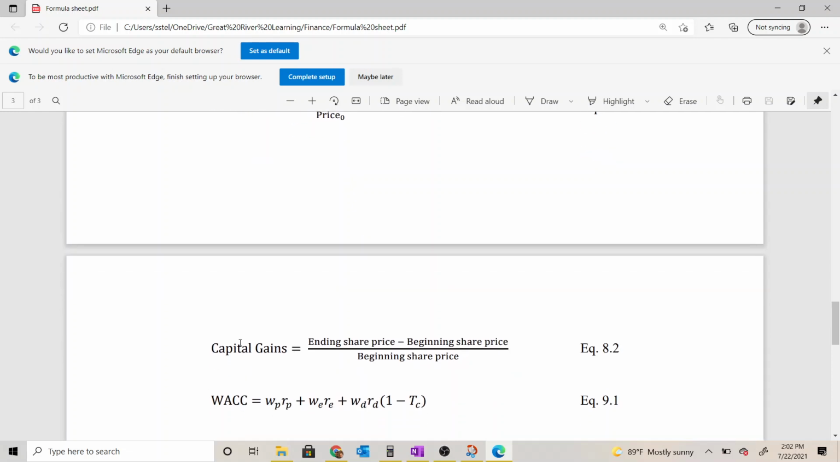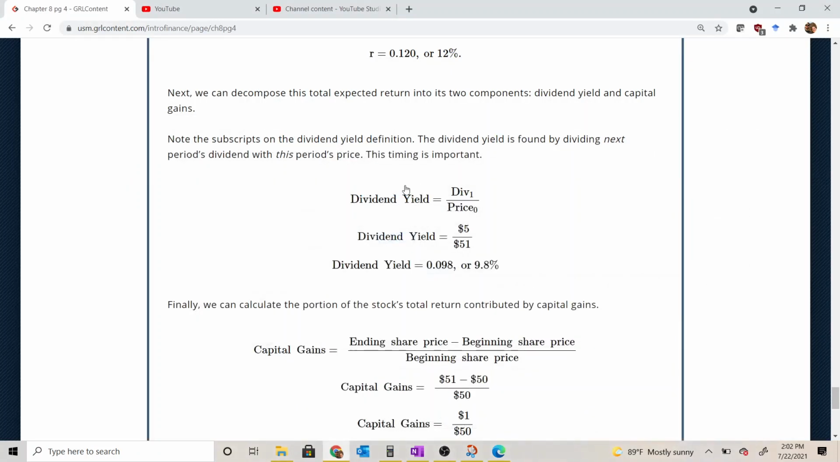And then capital gains is defined as the ending share price minus the beginning share price divided by the beginning share price. So this probably looks familiar, or the share price thing may throw you off. This is just a percentage change formula. We're just looking at the percentage change of price over whatever window we happen to be looking at. In this case, it's a 1-year window. All right, so let's do those one by one. Doesn't matter which one you do first.